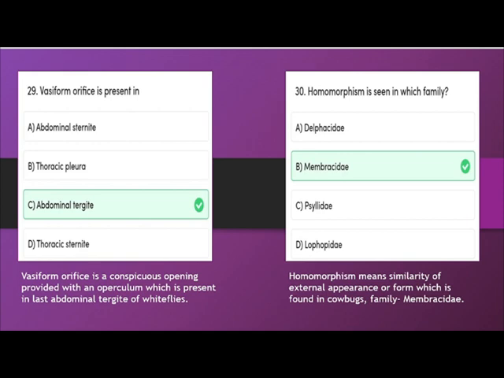Now come to the 30th question. Homomorphism is seen in which family? And the answer is Membracidae. Homomorphism means the similarity of the external appearance to form, which is found in the cowbugs, having the family Membracidae.